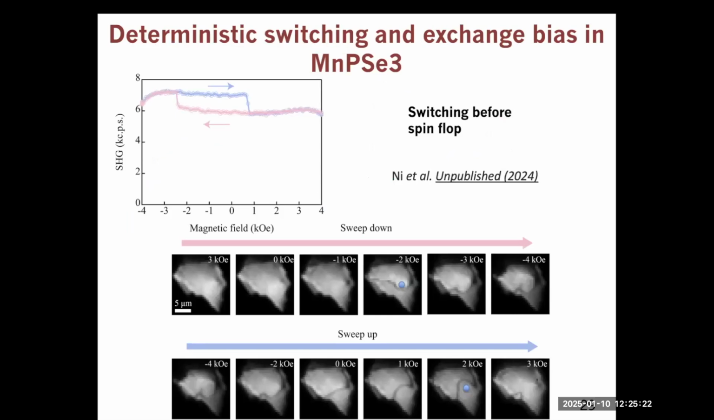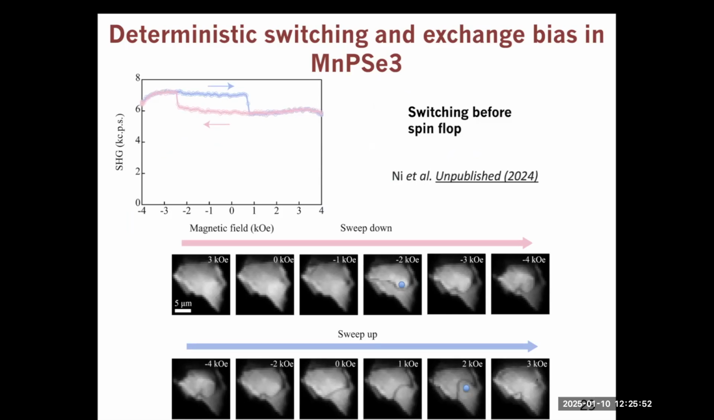Then in the selenium compound, we can see the 180-degree domain switching down to the monolayer. In other words, here we apply an magnetic field. Again, the switching happened before the spin flop, because right here, the spin is going to flop. But anyway, we saw the domain switching before the spin flop, and this is in the monolayer.